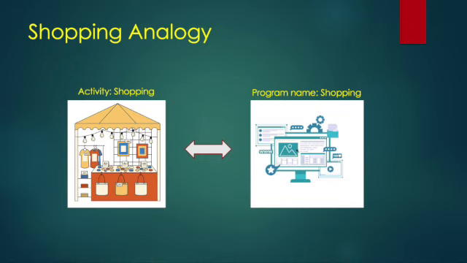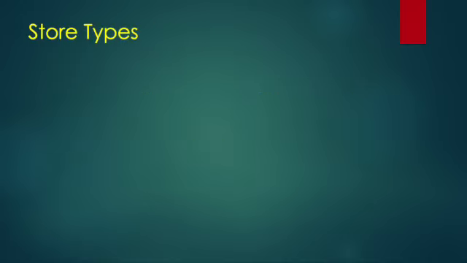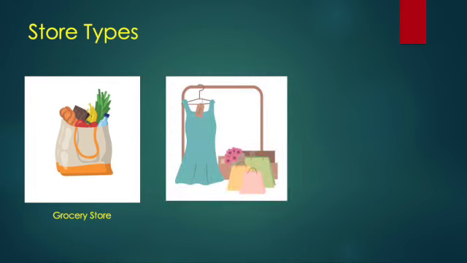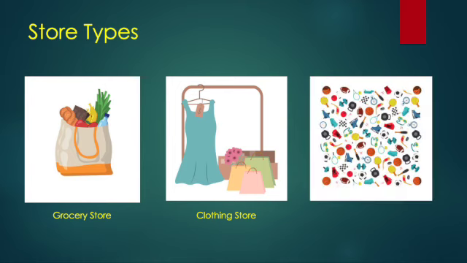After naming our program, let's talk about how this shopping is going to happen. First, we need to figure out what kind of store we're going to. And this is going to depend on what we intend to buy. Maybe we want to get some food, then we should be going to a grocery store. Or we want to buy some clothes or bags or shoes, then we should be going to a clothing store. Or we might want to buy some ball, rackets, and stuff, then we should be going to the sports store.